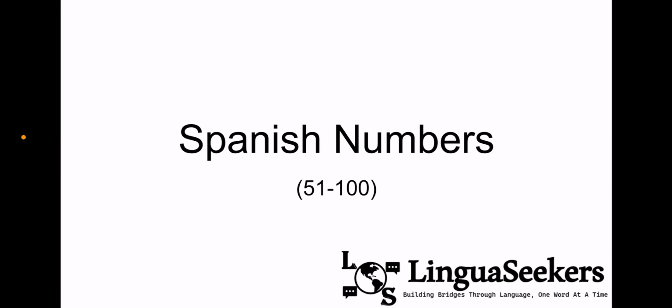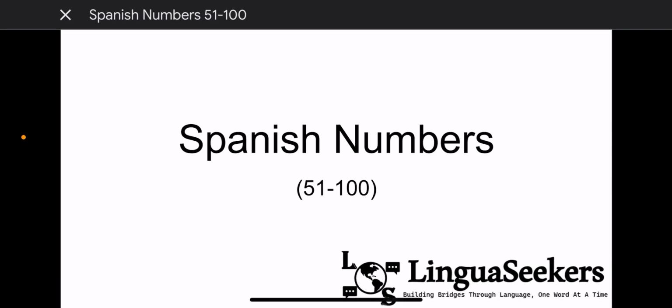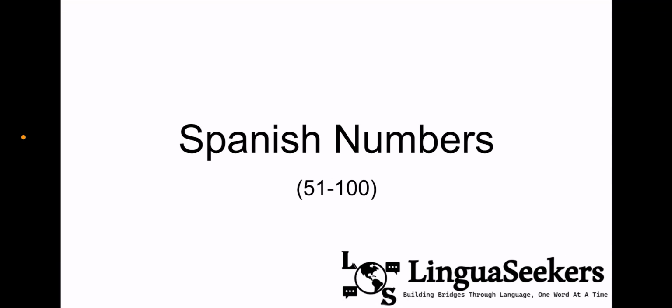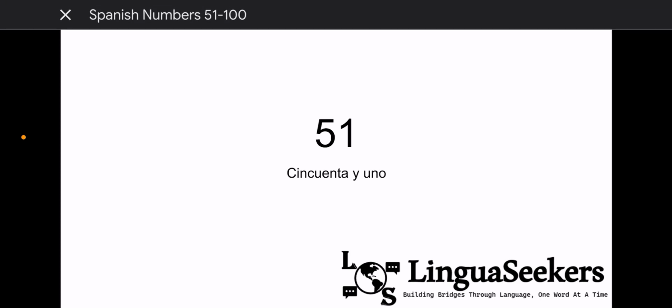Before we start, let's review the numbers from 1 to 9, since these are the core numbers we'll be using throughout the list. Remember, 1 is uno, 2 is dos, 3 is tres, 4 is cuatro, 5 is cinco, 6 is seis, 7 is siete, 8 is ocho, 9 is nueve. These numbers are really important because we'll be using them as the ending for almost all of the numbers in this list. So with that concept in mind, let's start with our new numbers.